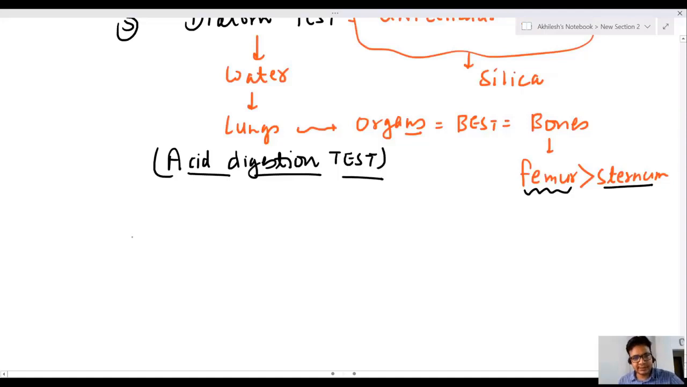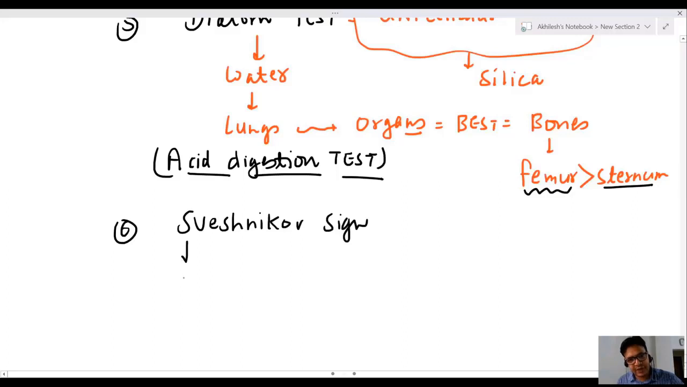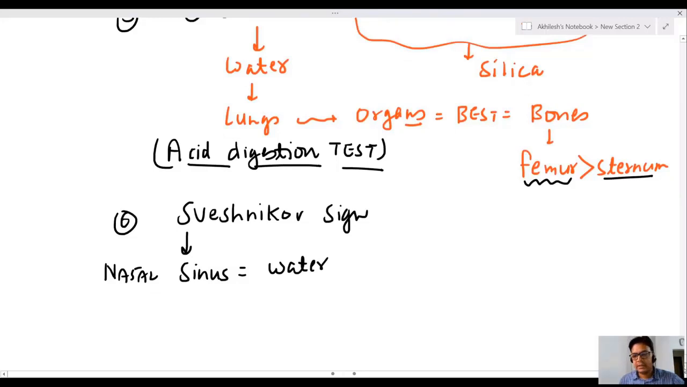Number six, Svechnikov sign. How to remember, sir? Your sinus contains water. This sign is known as the sign where nasal sinus contains water, the paranasal or nasal sinus. Next is Sabinsky sign.